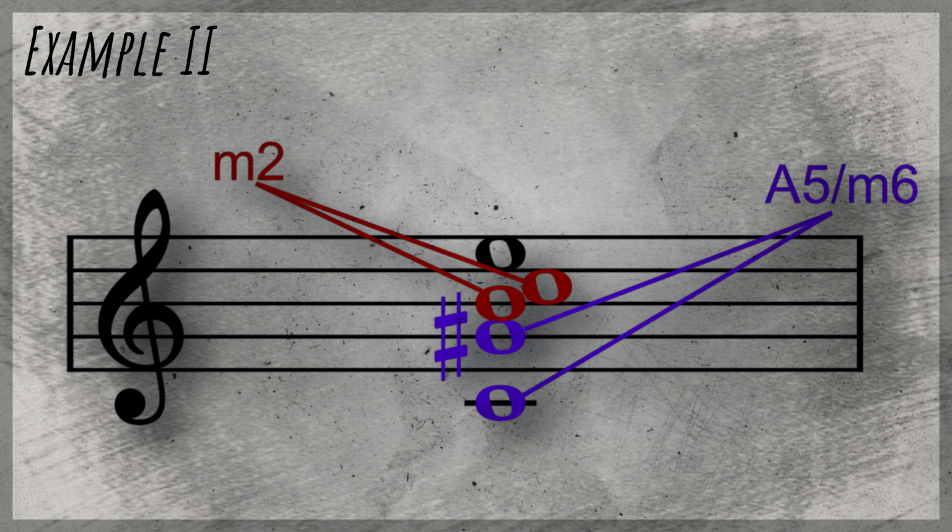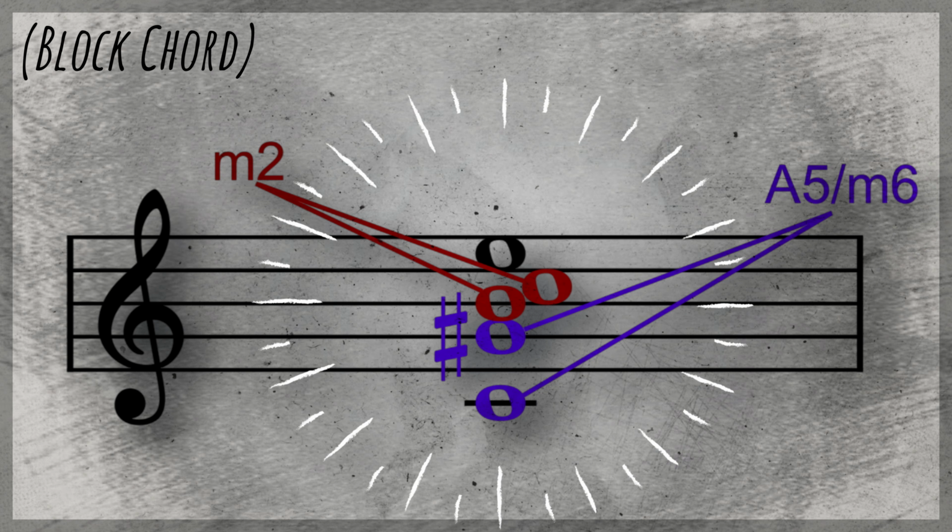In this example, pitches are confined to a narrow range. The minor second and minor sixth create a richer texture that is less stable.